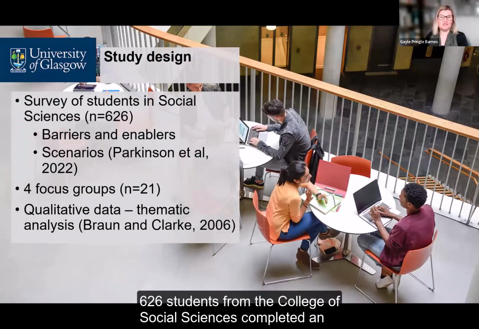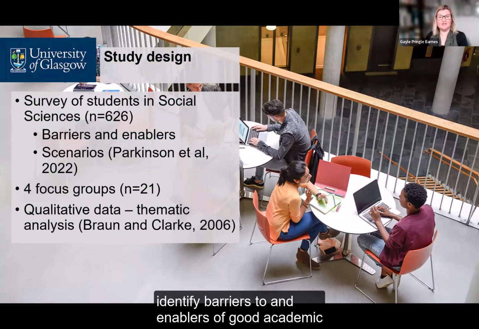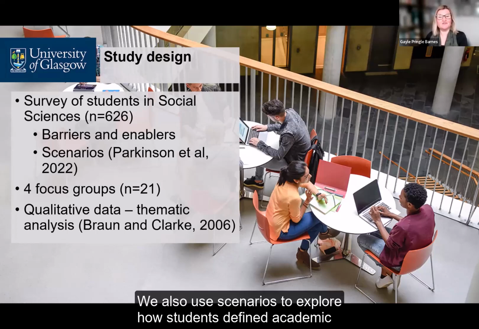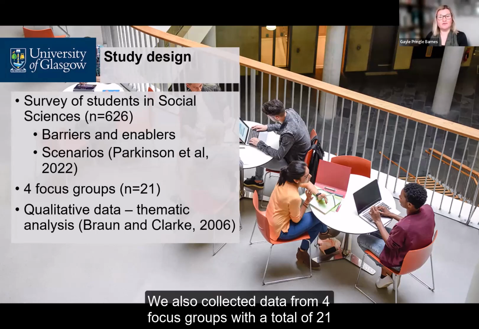626 students from the College of Social Sciences completed an online survey in which we used primarily open questions to identify barriers to and enablers of good academic practice. We also used scenarios to explore how students defined academic integrity. We also collected data from 4 focus groups with a total of 21 students.